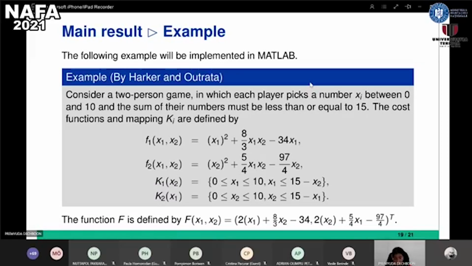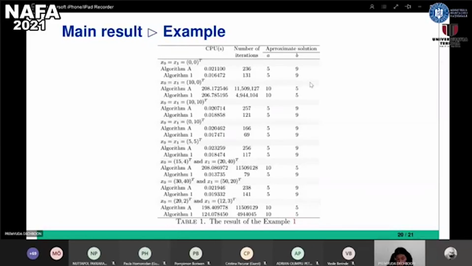Okay, we can see that if we consider the gradient of the 2 functions, we can get the capital F like this, as we derived in the problem at first. And our algorithm compared with Professor Chang's, that is algorithm A, we can see that our algorithm is faster in terms of CPU time and also has fewer iterations.